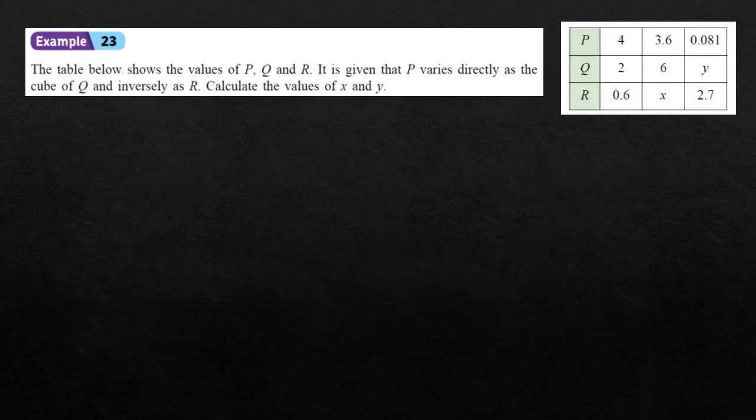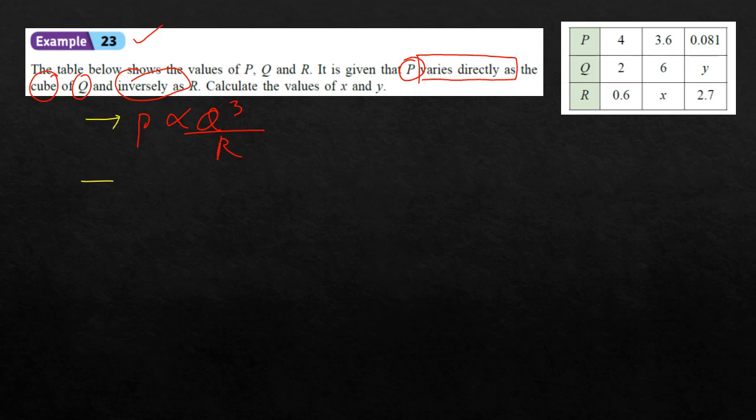Okay, we go to example 23. Example 23. The table shows the value of P, Q, R. It is given that P varies directly as the cube of Q, the cube of Q, and inversely as R. So this is the relation form. So the equation form will be P equal, you just put your K next to your Q cube.